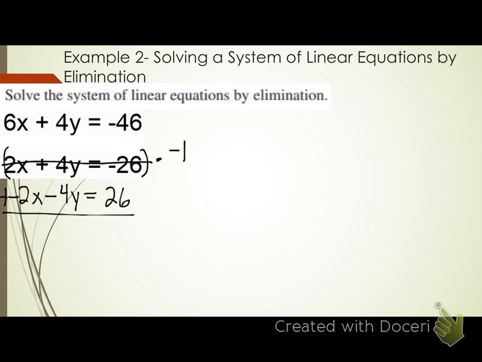So, what's 6x plus negative 2x? 4x. 4y plus negative 4y gets eliminated, right? Negative 46 plus 26. They have opposite signs, so I subtract them. What's 46 minus 26?